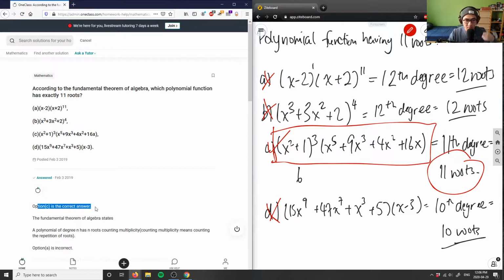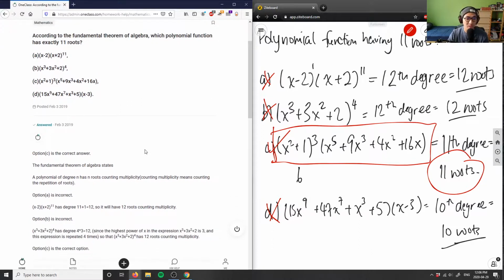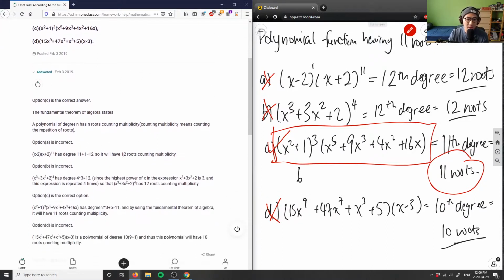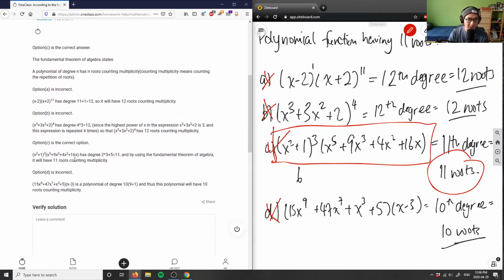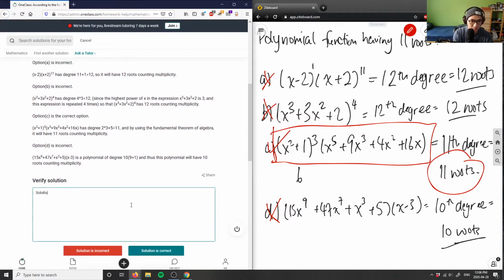As you can see, the solution also says option C is our correct answer. And as I stated, the fundamental theorem of algebra states that a polynomial of degree n has n roots counting multiplicity, so we're counting the repetition of roots. A has 12 roots, B also has 12 roots, C has 11 roots, and finally D would have 10. So this solution here is correct. Good analysis here.